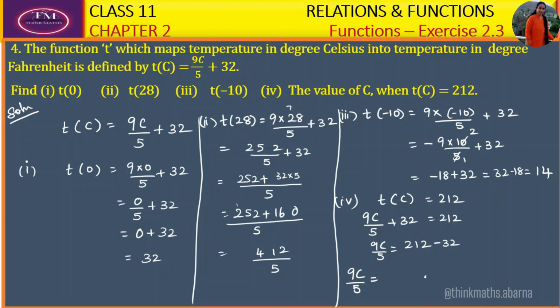2 minus 2 is 0. 1 minus 3 we cannot do. So 11. 11 minus 3 is 8. Balance here 1 will be there.